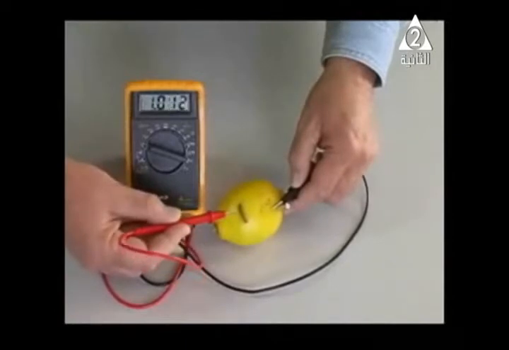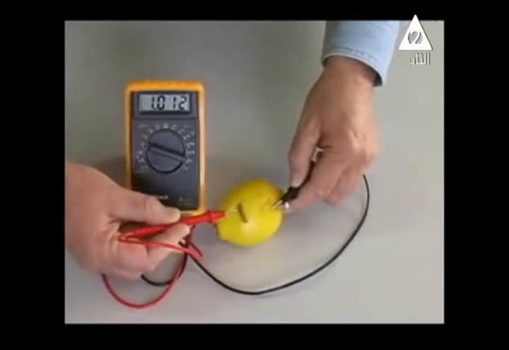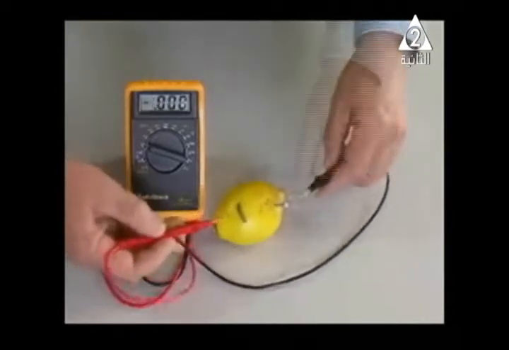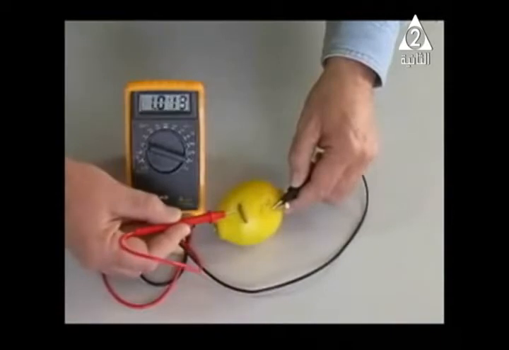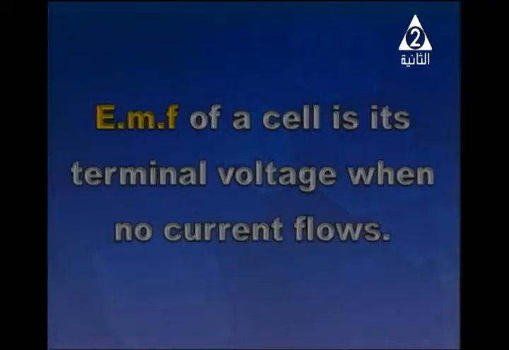Also, there's something very important, and we'll explain it in detail later. EMF of a cell is the terminal voltage when no current flows. Another important definition: EMF of a cell is the terminal voltage of the cell when no current flows through it.